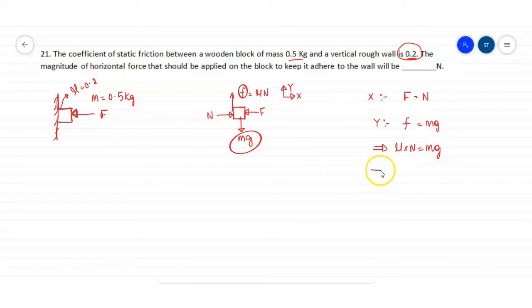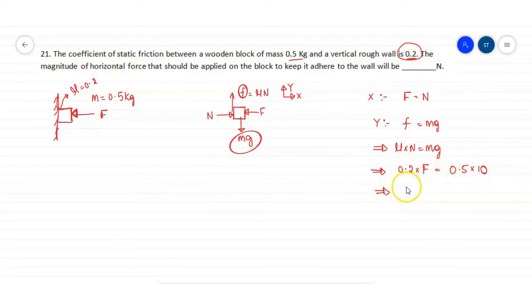Now substitute the known values here. Mu value is known as 0.2. N is the applied force F, which we have to calculate here. Mass of the block is 0.5 and g value is 10. So here this will be 5 by 0.2.